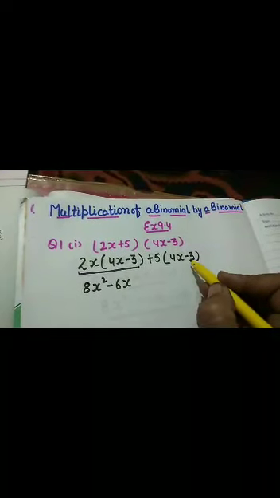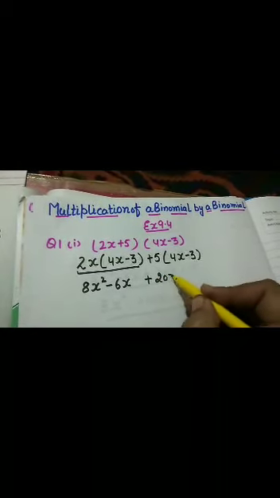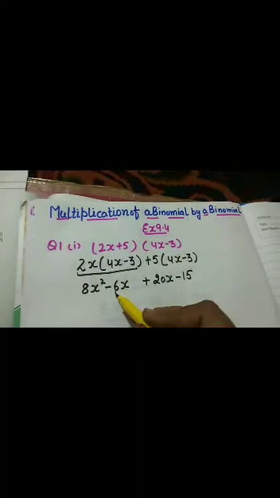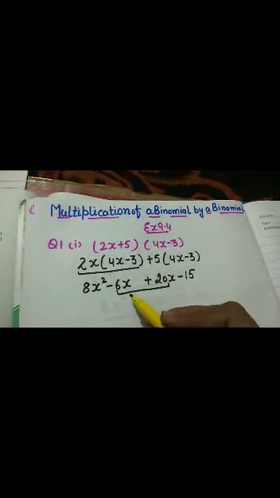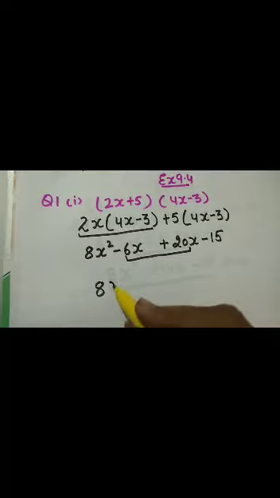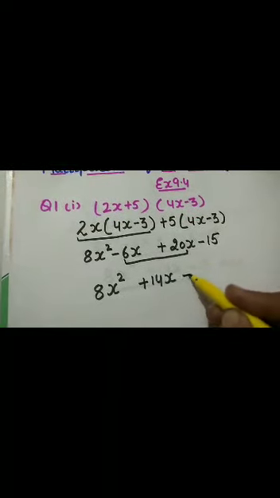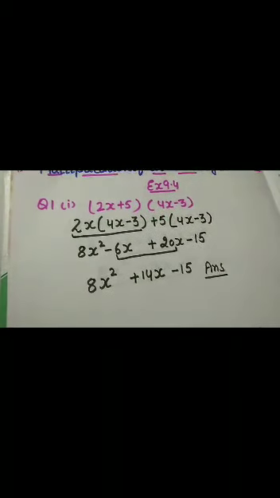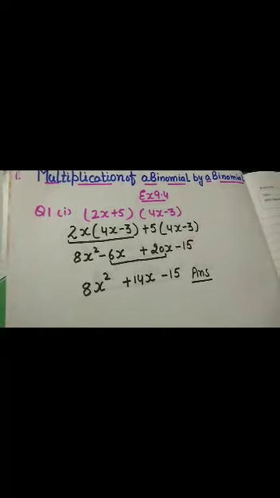Now in the same way we'll multiply this part also. So this will become 20x minus 15. Now these two are like terms, so we have to add these two, but one positive and one negative sign is there. So we'll subtract this. So it will be 8x square plus 14x minus 15. So this is the solution of the multiplication of a binomial 2x plus 5 with another binomial 4x minus 3.